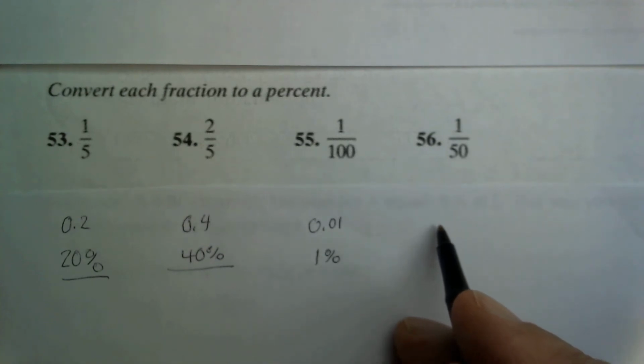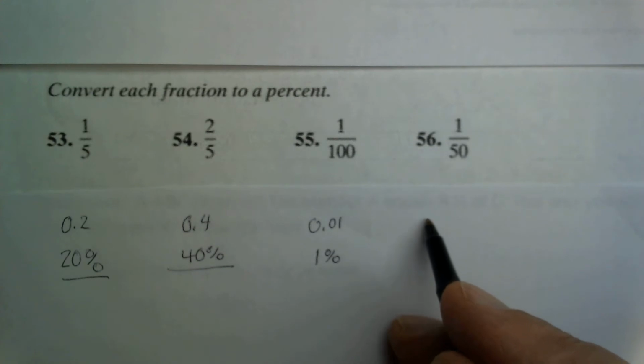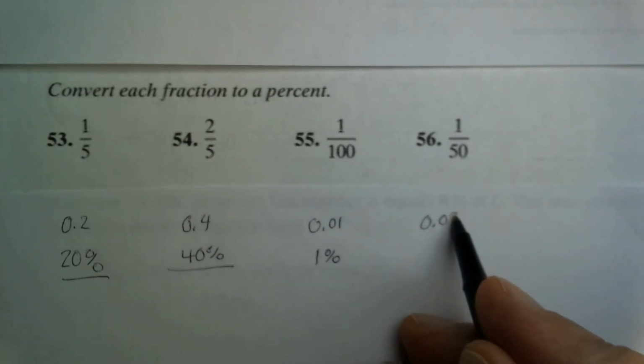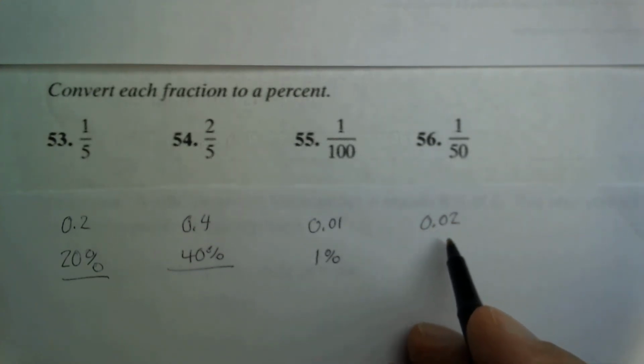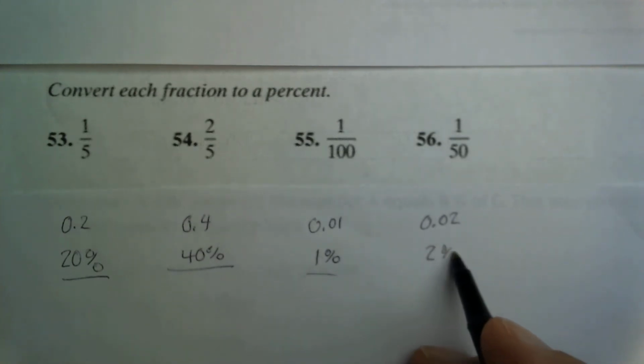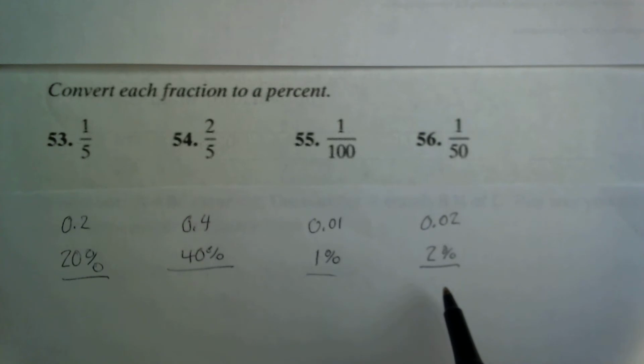And 1/50th would be equal to 0.02. Move the decimal 2 to the right, and that then becomes 2%. Again, there's probably nothing much new for you here, but at least it's a bit of a refresher.